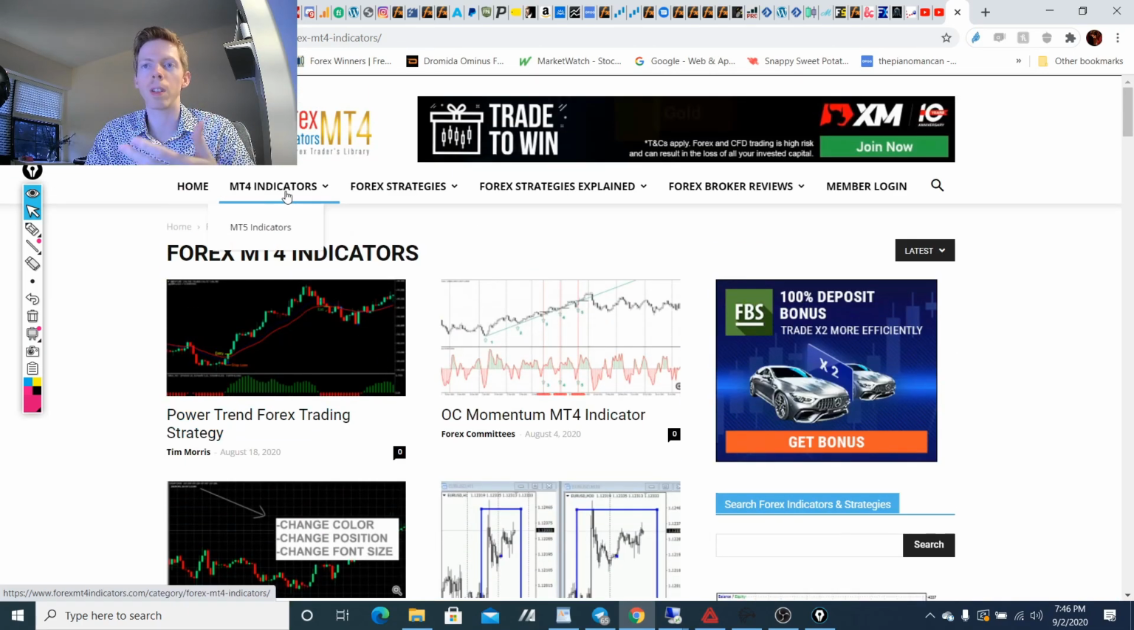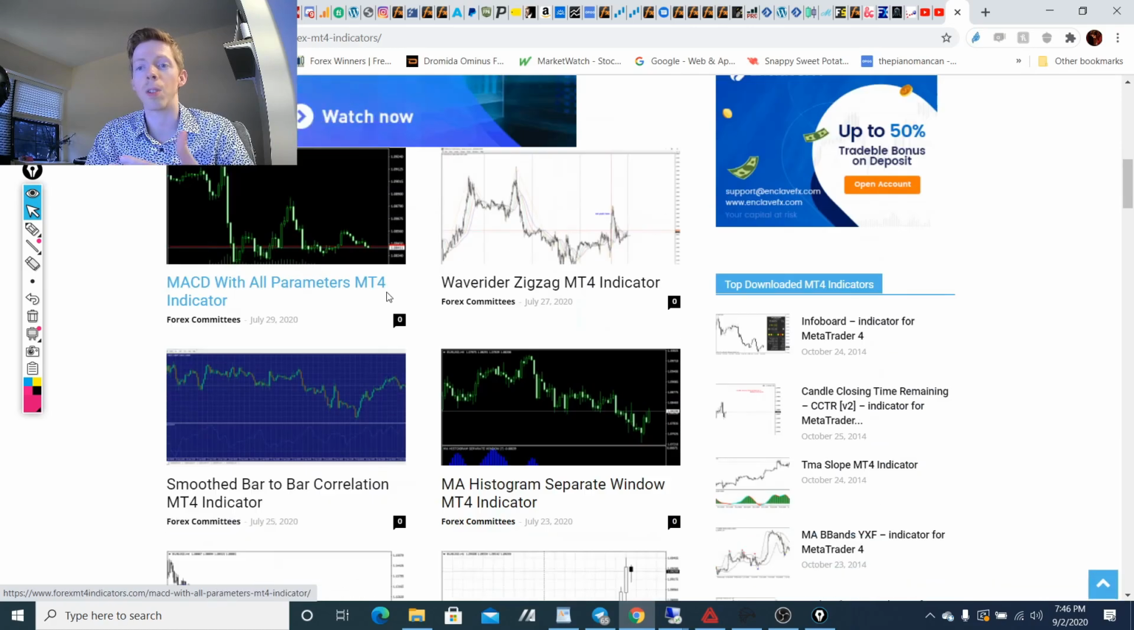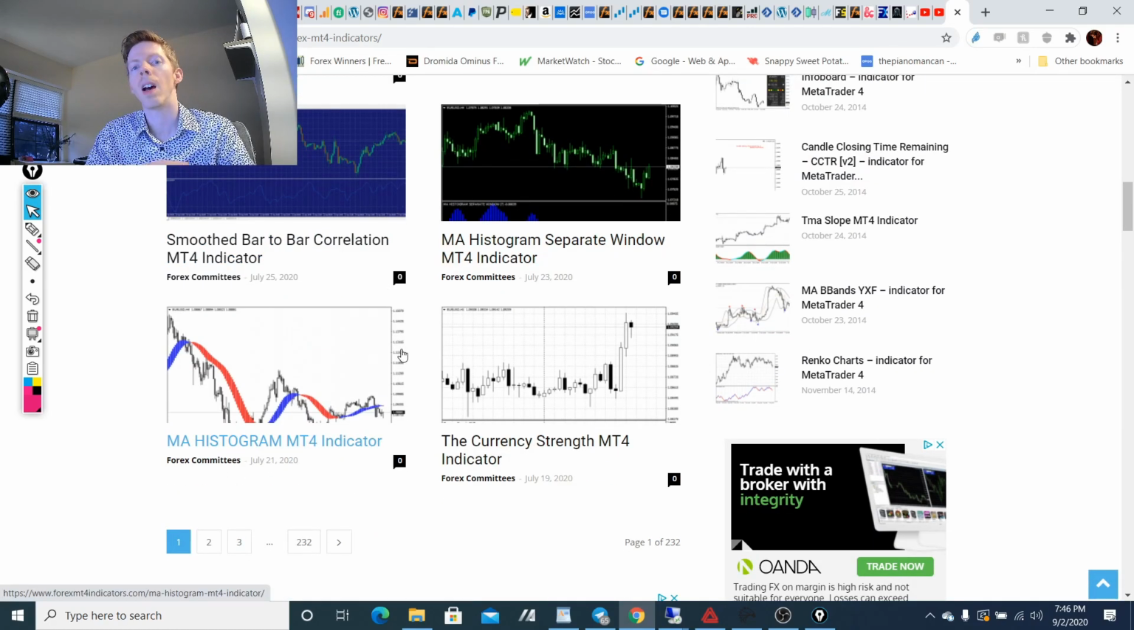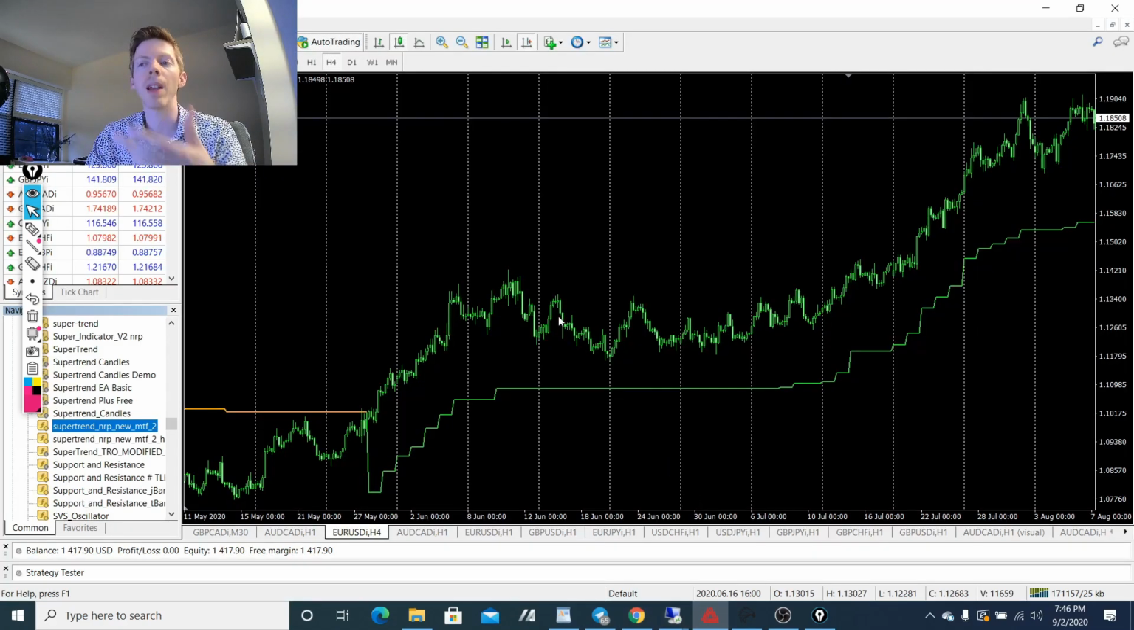If you go under MT4 indicators, you'll see that there are 232 pages of MT4 indicators. A lot of these are crap, but some of them are really good. It's important to find the indicators that don't repaint. What I mean by that is when they paint on the chart and then disappear, giving you a false signal. There are a lot of indicators in MT4 that give you false signals like that, causing you to lose. And we don't want that.